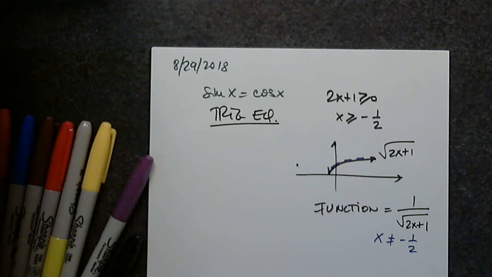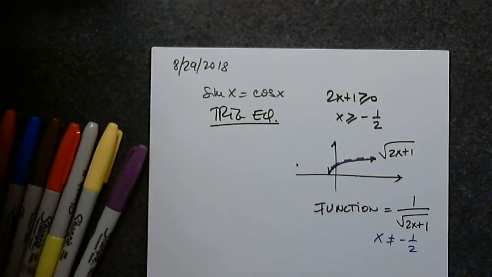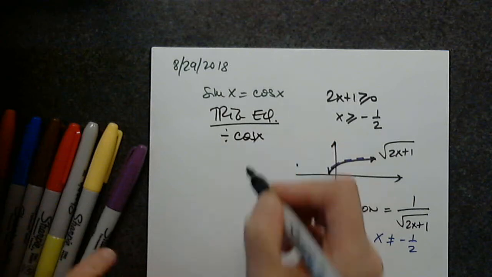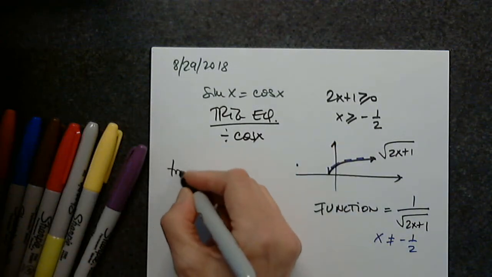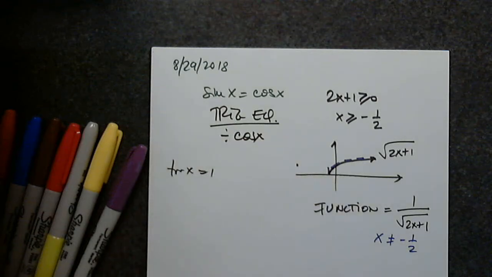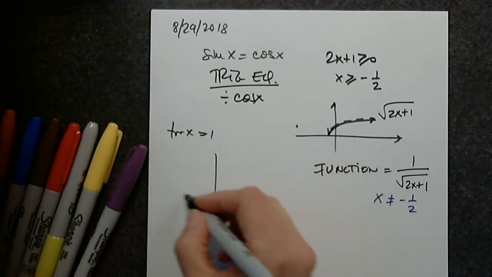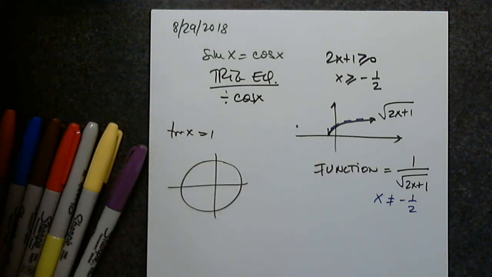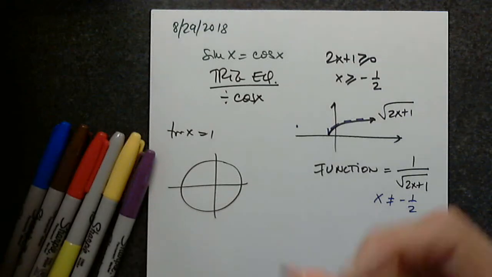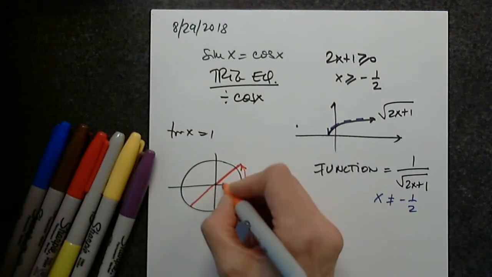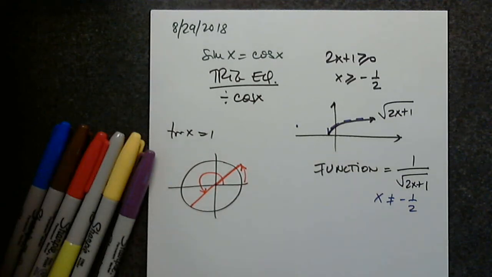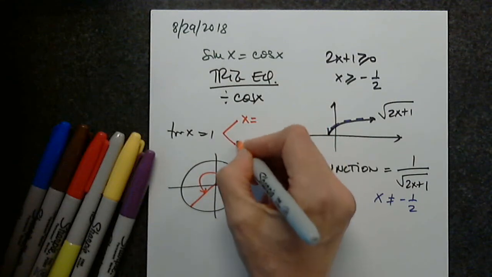So it's safe to divide both sides by cosine, because I'm not dividing by 0. So then the left-hand side is tangent x, the right-hand side is 1, and then I go to the unit circle, where tangent is 1. And there are two options. An option in the first quadrant, and an option in the third quadrant. So I will have two different angles.